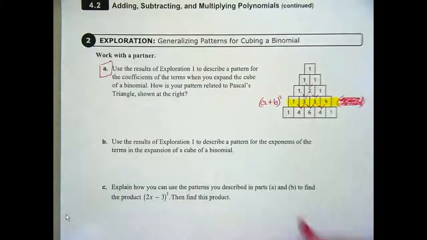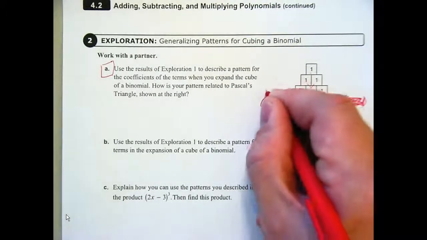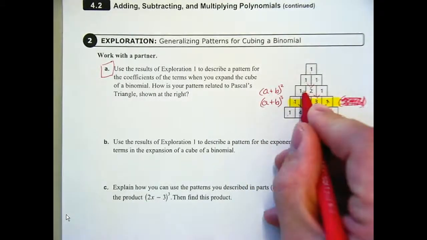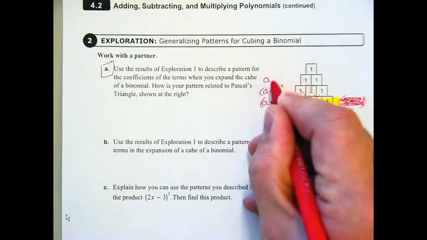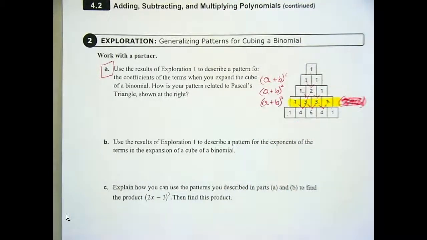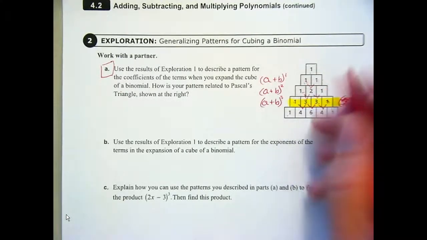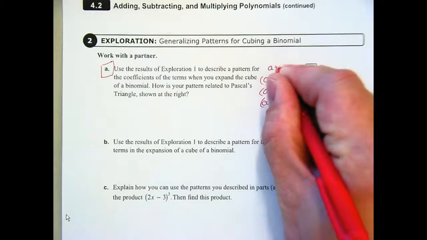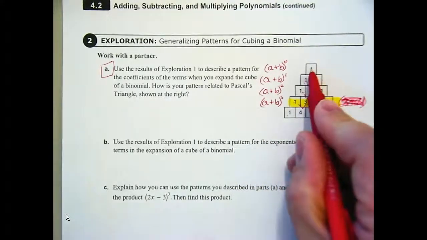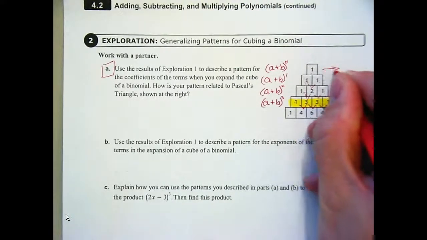You can use that row to come up with your coefficients. This would be a plus b to the 2nd power. This row would be a plus b to the 1st power, which we know is just a plus b, right? 1a plus 1b. This one is a plus b to the 0 power. And what is anything to the 0? 1. It's just 1. Okay? So this just gives you 1.